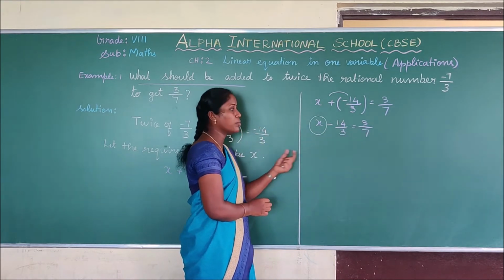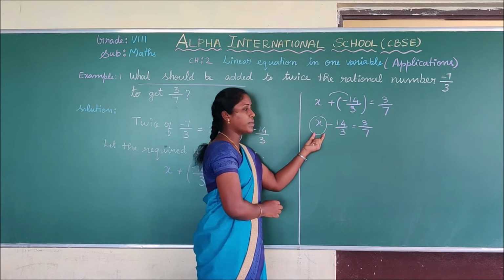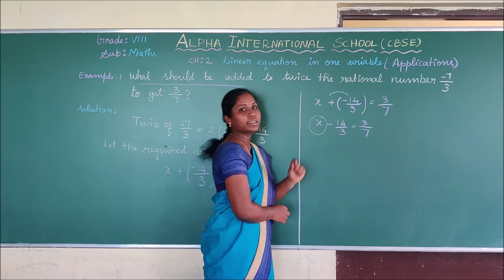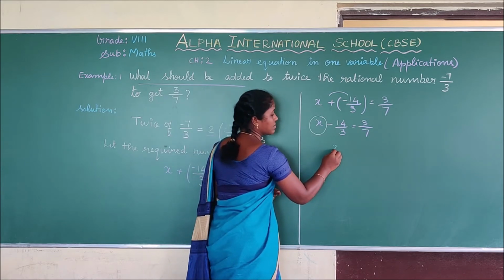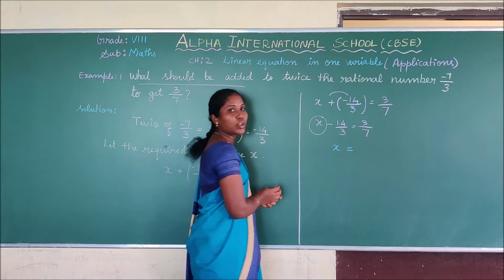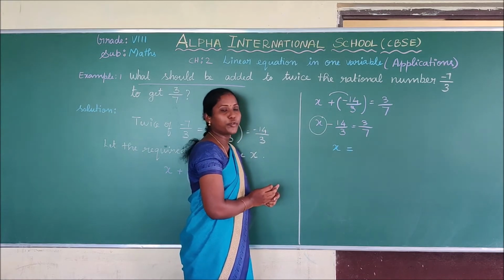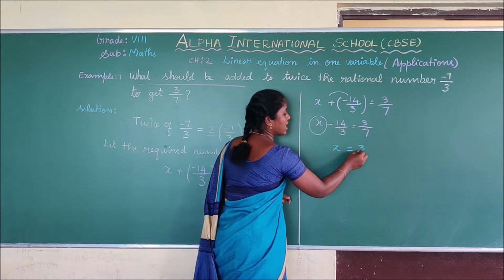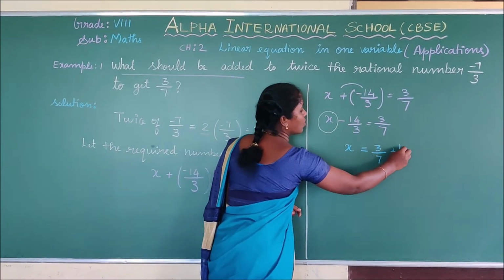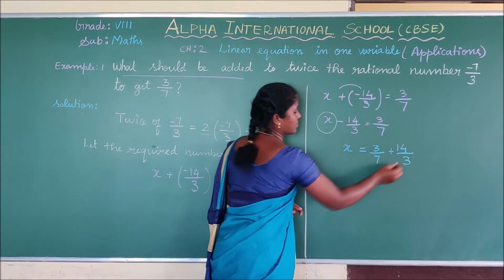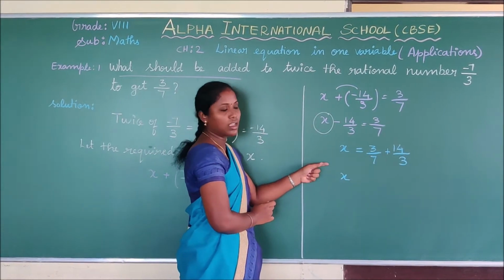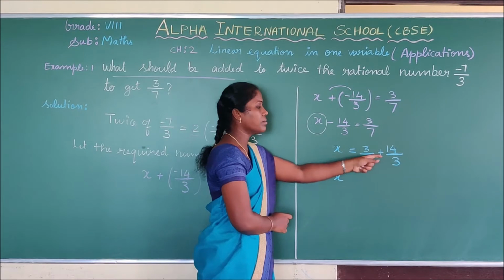We have already solved such problems. In the same manner, keep x here. Take minus 14 by 3 to the other side of the equation. If minus 14 by 3 goes to the other side, it becomes plus 14 by 3. So we have 3 by 7 plus 14 by 3. If you solve this, we will get the value of x. How to solve this? 3 by 7 plus 14 by 3.